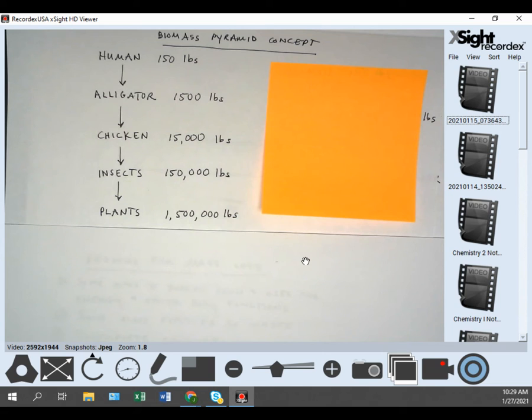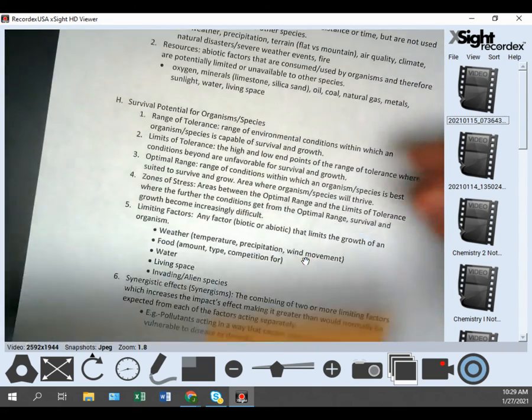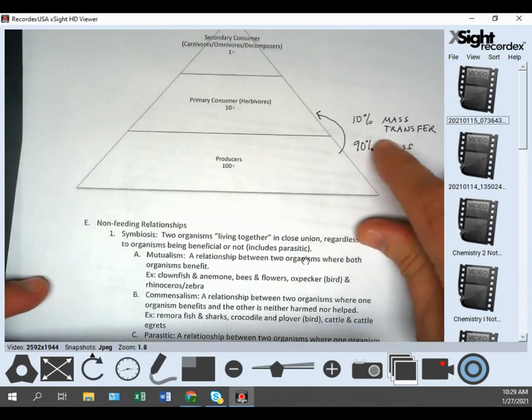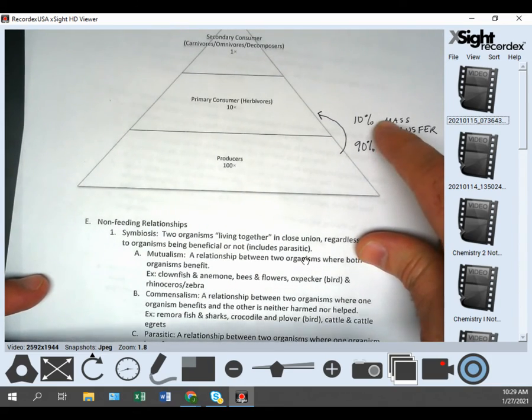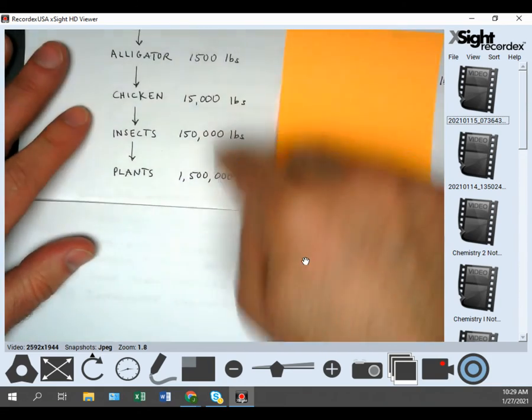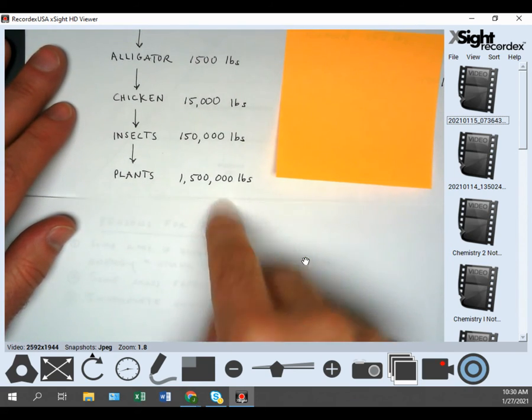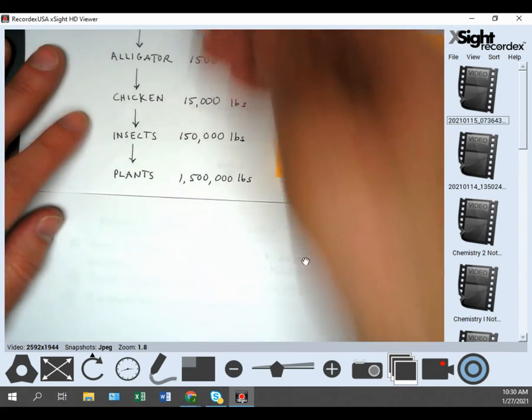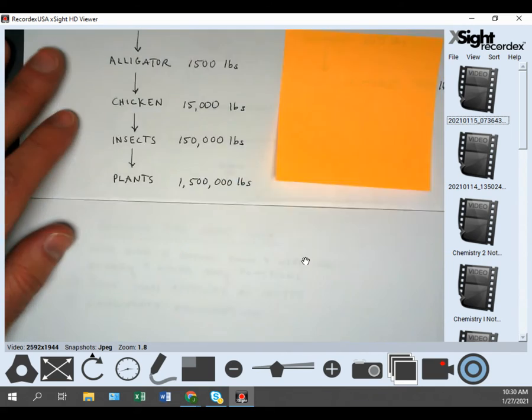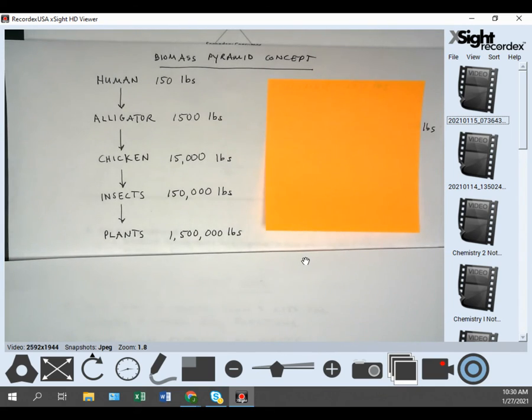So in order to support the things above, because of this 90% loss and only 10% transfer, you have to have 10 times on the level below. So each level you go up, you have to have this. Look at everything that would be needed to sustain a 150-pound person.